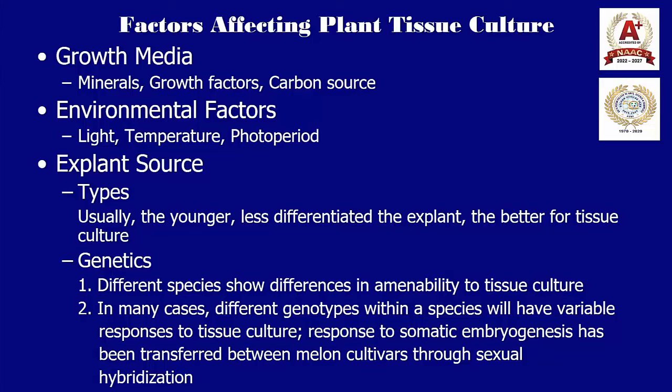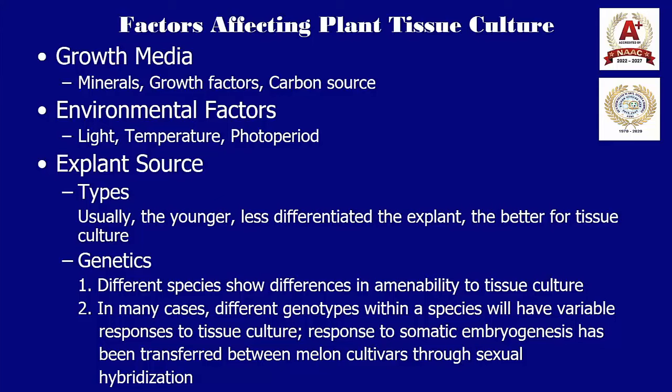So what are the different factors affecting plant tissue culture? We'll see one by one. The first growth factor affecting plant growth is minerals. These minerals are very important as far as growth and culture are concerned. The second factor is growth factors. What growth regulators or growth hormones we add into the growth media is very important. The third one is the carbon source. If we change the carbon source, it directly affects plant tissue culture.